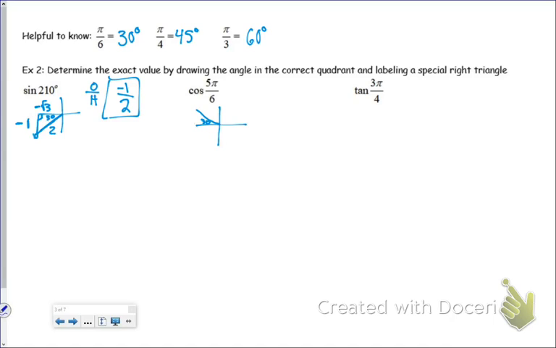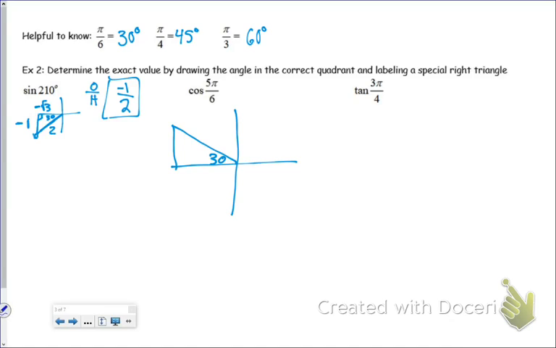I'm going to make this a little bit bigger so you guys can see this better. There we go. So we're in quadrant 2. Our reference angle is 30. And again, reference angles are next to the x-axis.